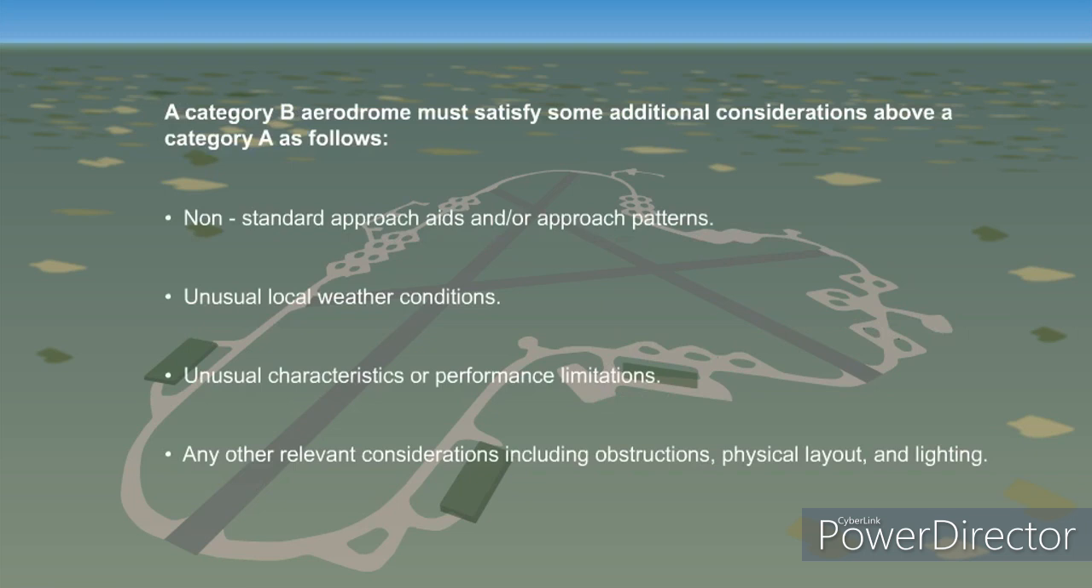A Category B aerodrome requirement is listed on screen. A commander should be briefed or self-brief on this category of aerodrome and certify that he has done so.